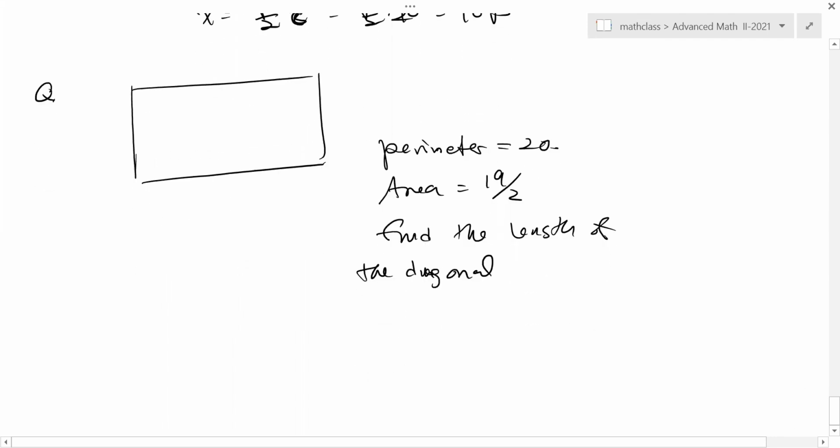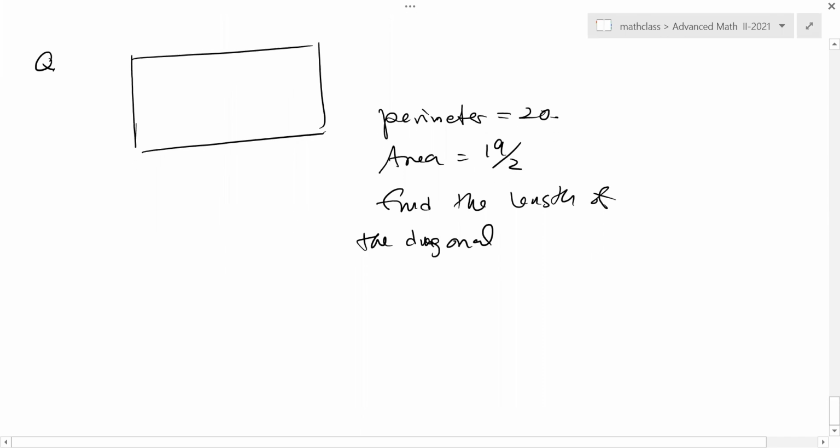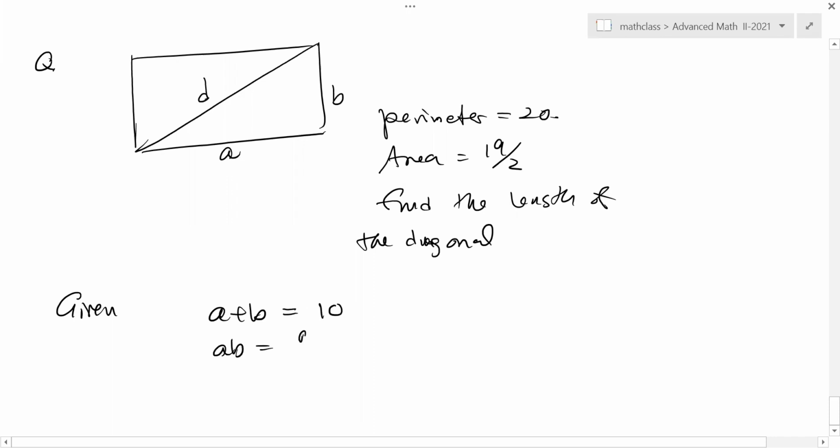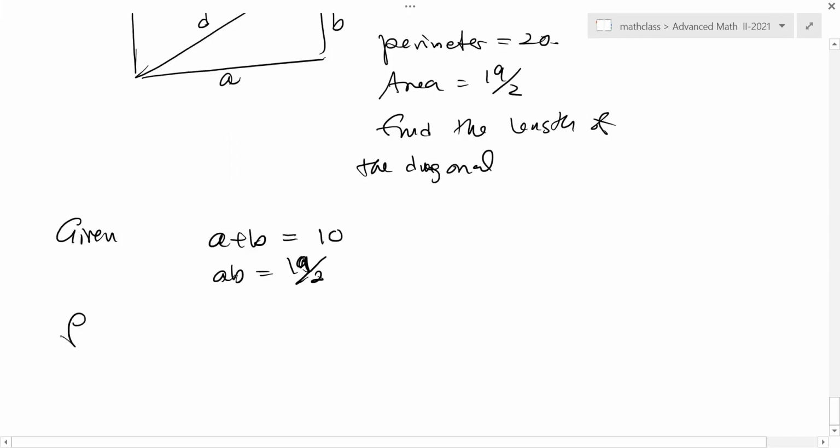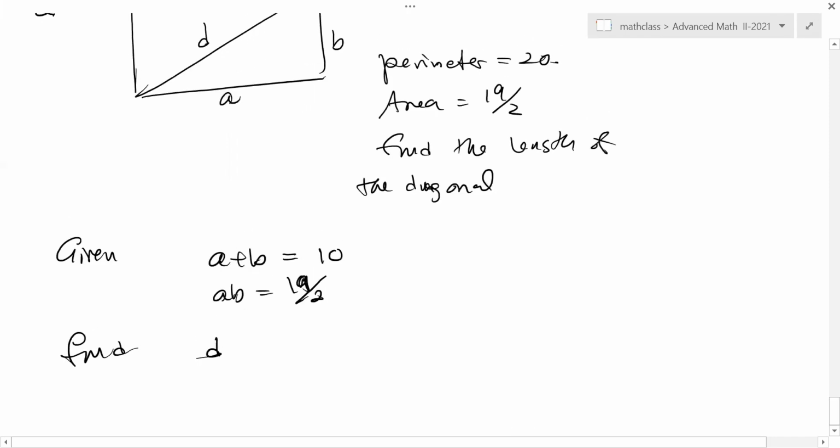Well, look at it. Right? You look at this rectangle. This is diagonal D, right? And this side is a, this side is b. Now we are given the perimeter. Half of the perimeter will be 10, right? Given this. And I also have 19 over 2, right? We want to find out D. D, by the Pythagorean theorem, is going to be the square root of a squared plus b squared.